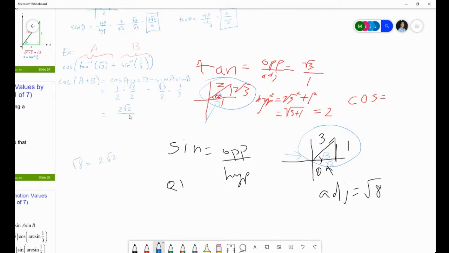2 square root of 2 over 4 minus square root of 3 over 6. So we can simplify that by 2. Square root of 2 over 2 minus square root of 3 over 6. That would be our final answer. Well, if you want to combine those two, so 3 square root of 2 minus square root of 3 over 6.